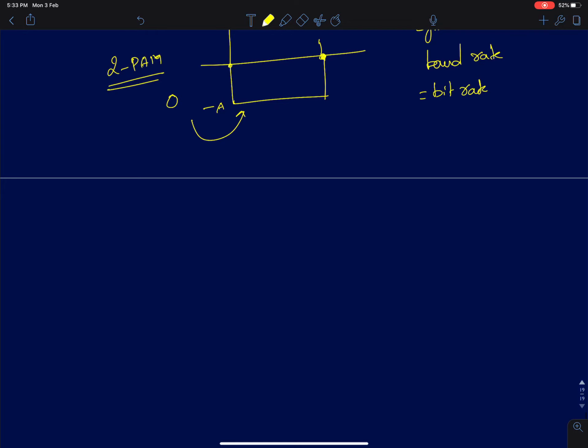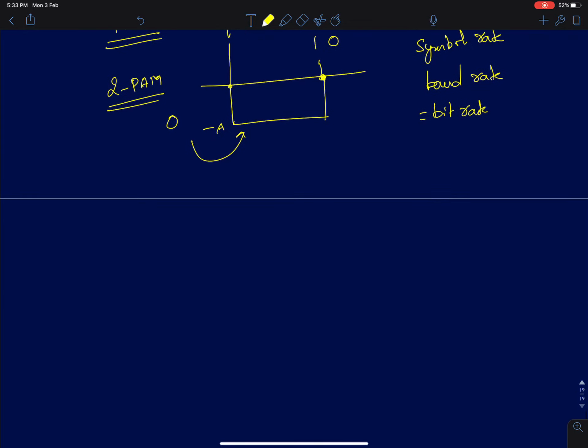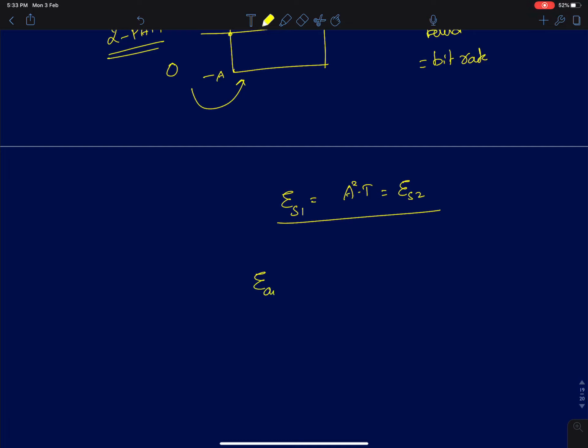So we know if I have a signal, for example, what is the symbol energy? There are 2 symbols here. I'll call ES1 the first symbol's energy. That's going to be A squared into T. That's going to be the same as ES2, the second symbol's energy. Now there is something called average symbol energy. If you want to compute the average symbol energy, that will be simply the sum over the probability of symbol Si, where i goes from 1 to M, times ESi, where ESi is the ith symbol's energy. This will be your average symbol energy.